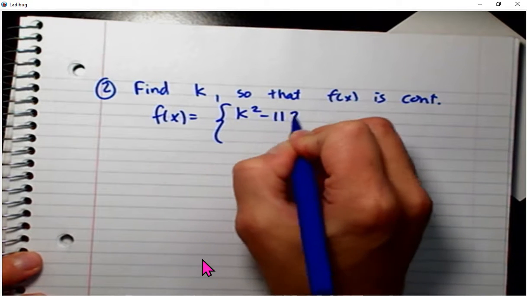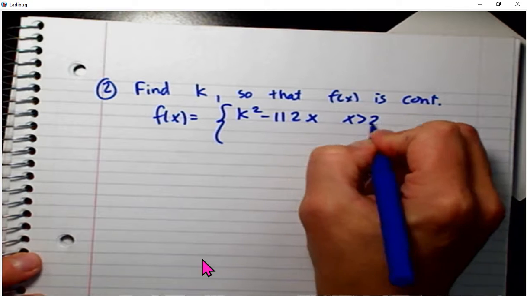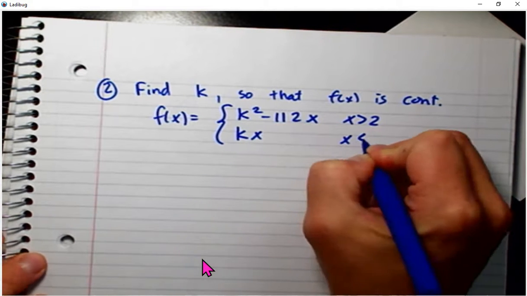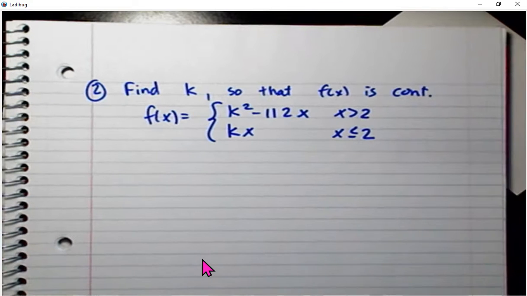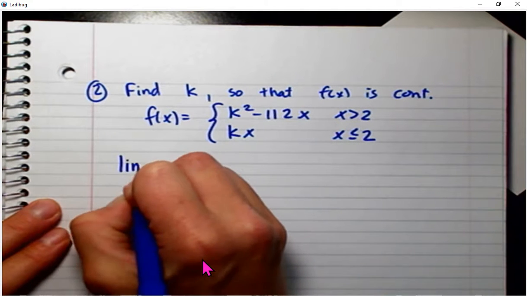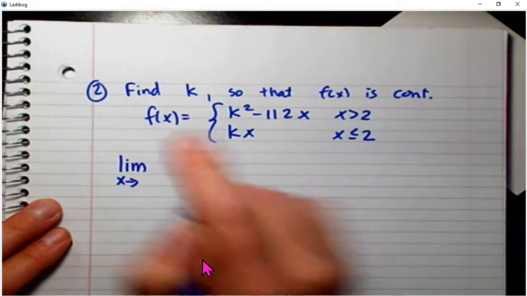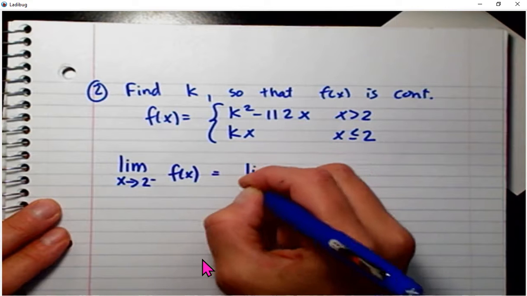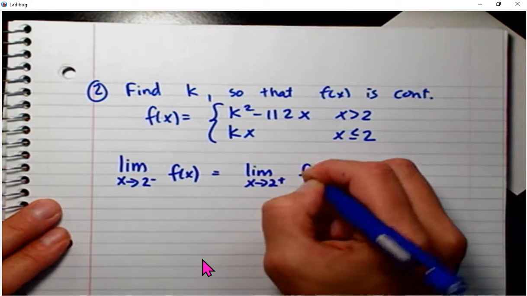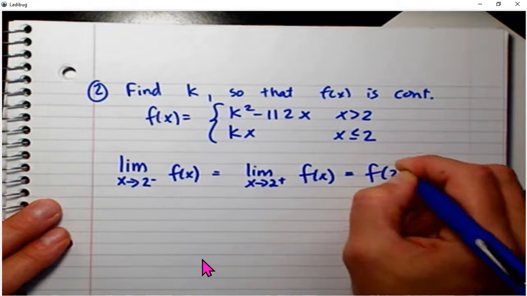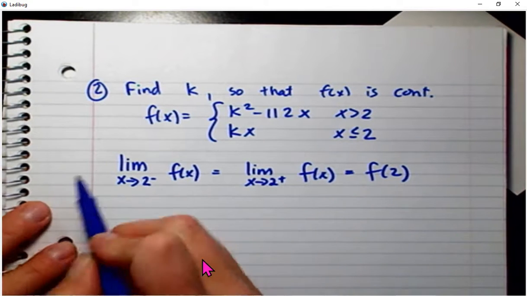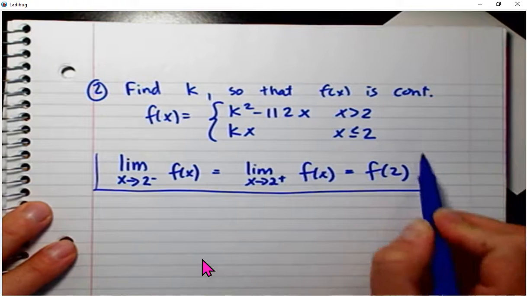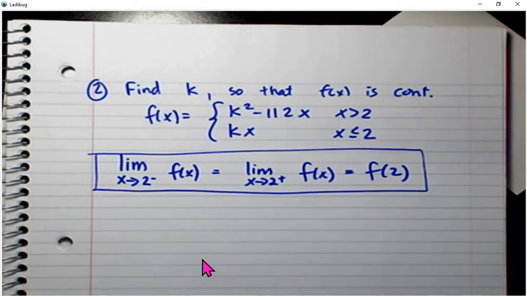k squared minus 112x for x more than 2, and kx for x less than or equal to 2. Okay, so the first thing I'm going to do, just like I did on the previous page, is write down my definition of continuity. The limit as x approaches 2 from the left equals the limit as x approaches 2 from the right equals the point. The left, the right, and the point. That's the definition of continuity. That's what I'm going to start with, okay?